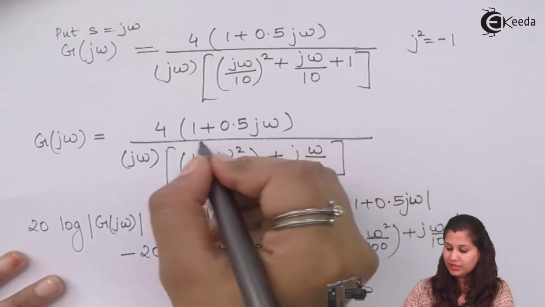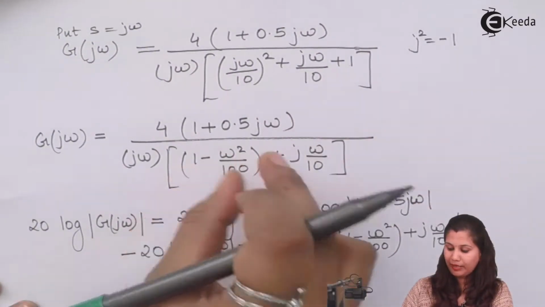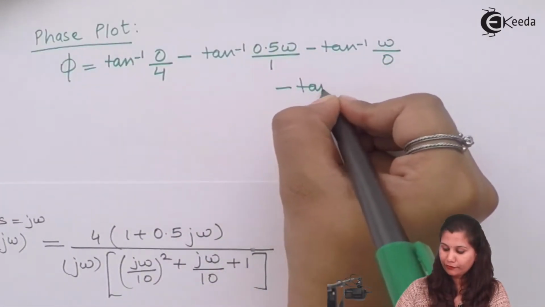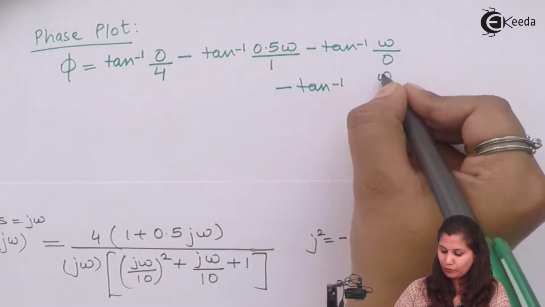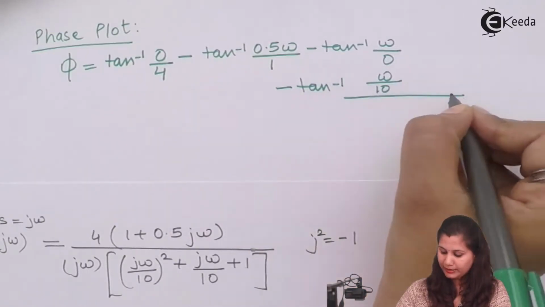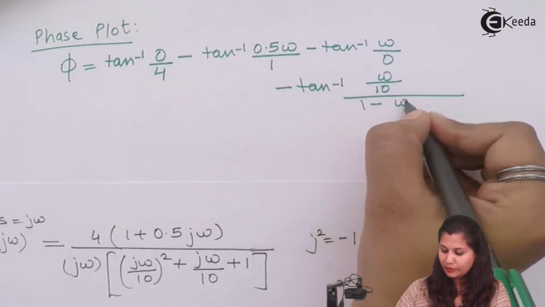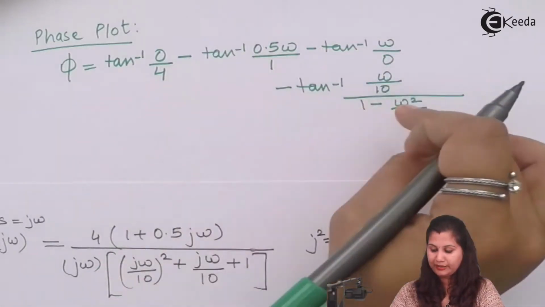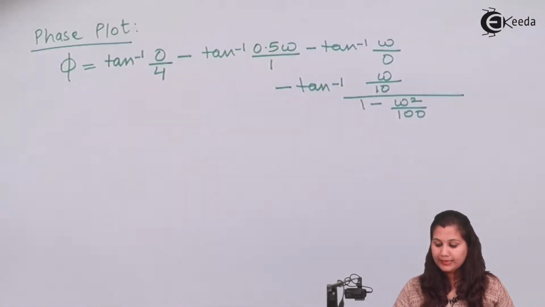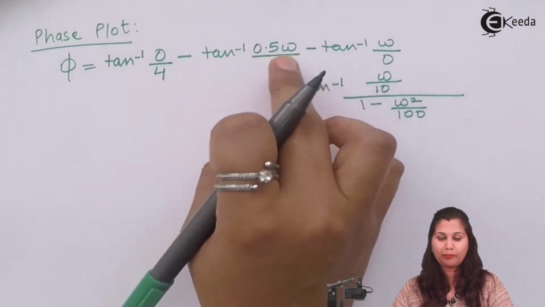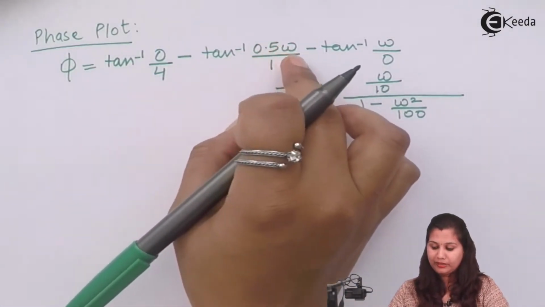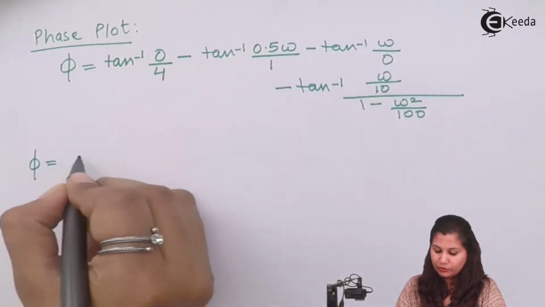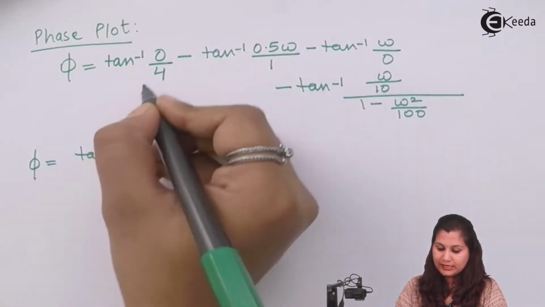Then we will have this term. So the real part is this and the imaginary part is this. So we will write minus tan inverse of, imaginary part is omega by 10 and real part is 1 minus omega square by 100. Now we will simplify this. This is 0.5 omega upon 1, so it can be written as omega upon 2. Okay. So we will have phi equals to tan inverse of 0 upon 4.